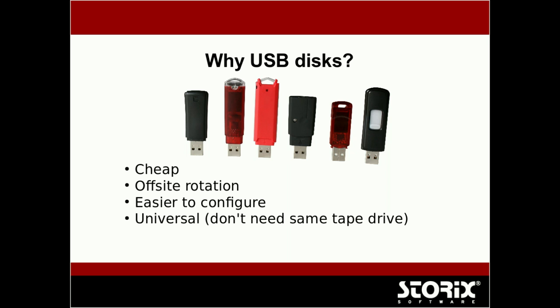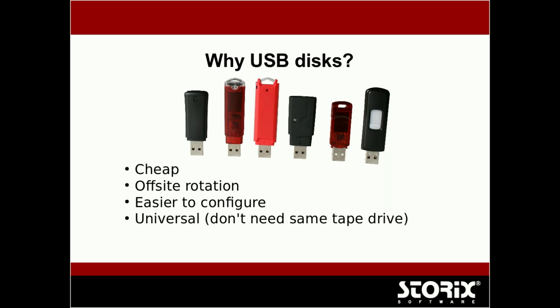So you can rotate them and the Storix software will keep track of where you are in your rotation strategy, which drive has which data, etc. Also, if you're comparing USB disks, for example, to a tape drive, USB disks are very easy to configure. On almost every system out there, you literally just plug it in and you're ready to go, whereas a tape device might need special drivers. A tape drive might work with one system and not work with another, whereas a USB drive can be transferred from one system to another very easily.